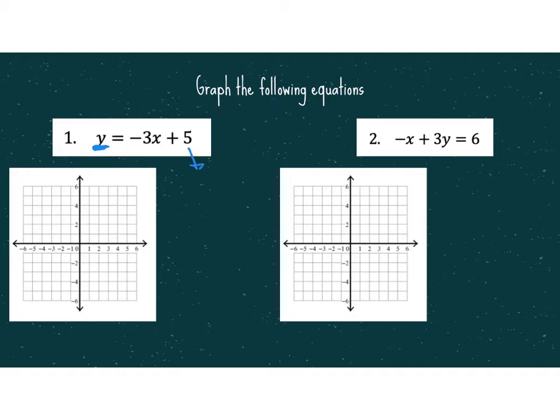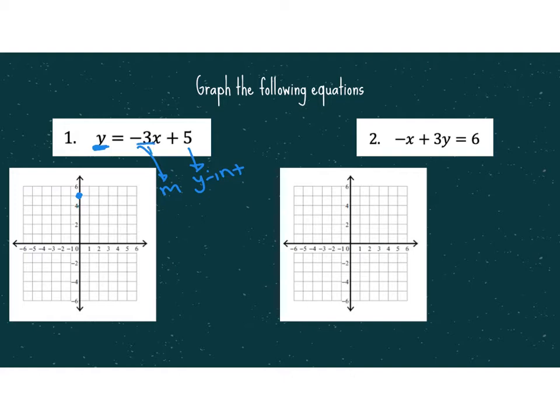The y-intercept in this case is 5, and the slope is -3. That's our m, or our slope. So I start by graphing that y-intercept on my coordinate plane. My y-intercept is +5, which goes up 5 places from the 0, 0. And then my slope is -3, which is -3/1.